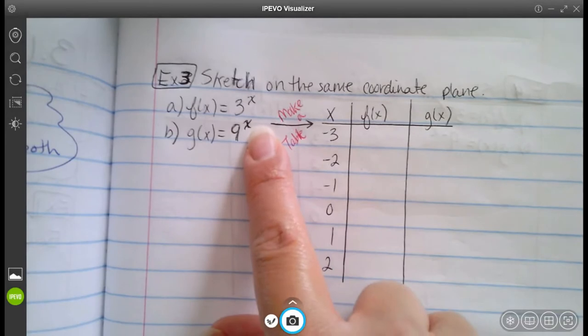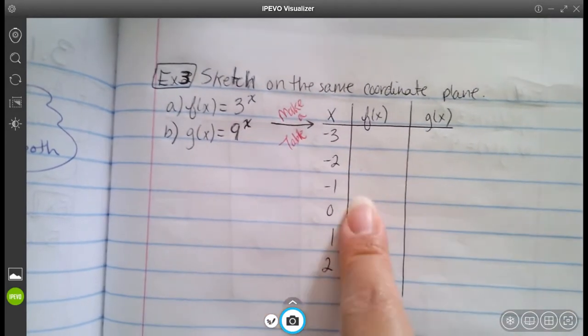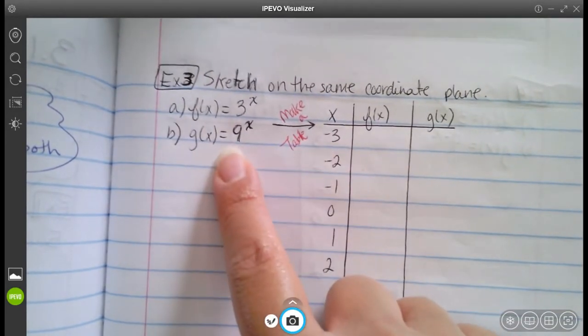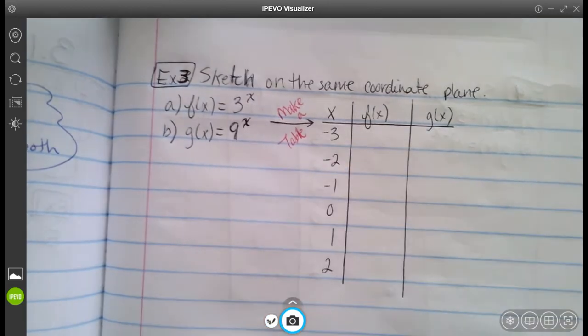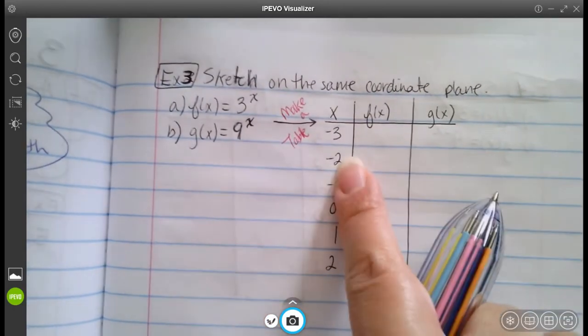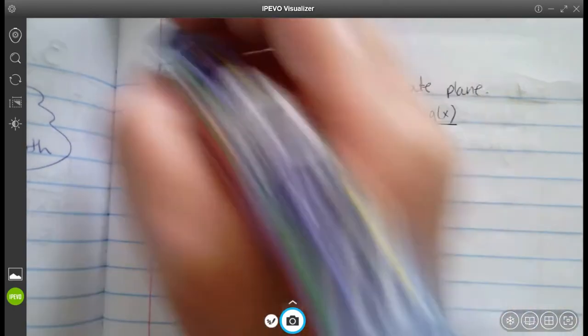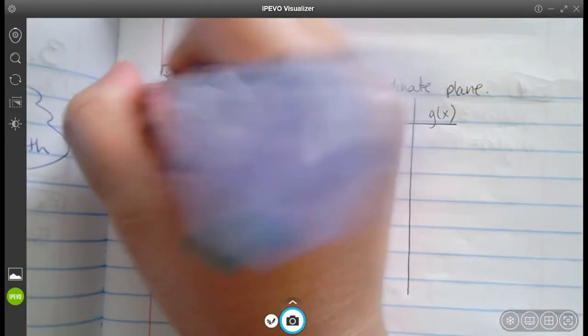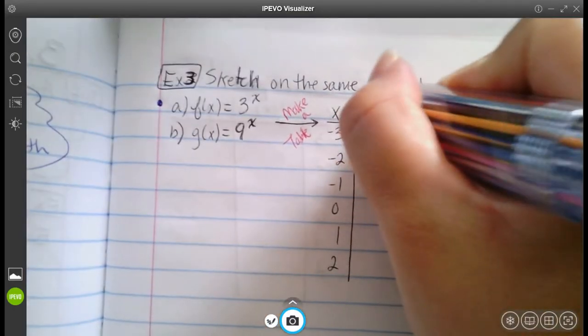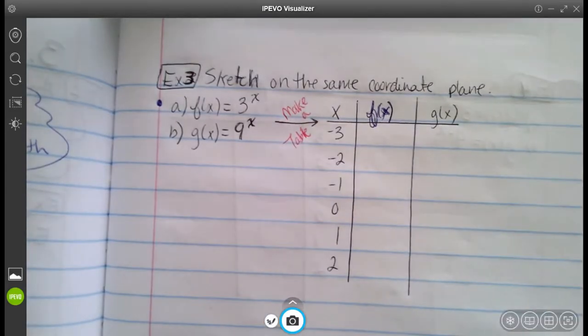I went ahead and said, well, we're going to do this, make a table. We're going to make a table with these values. And I do have to do a little bit of side work here just to remind you how this works. Okay, so let's look at letter A first. So A is going to be my f of x here.